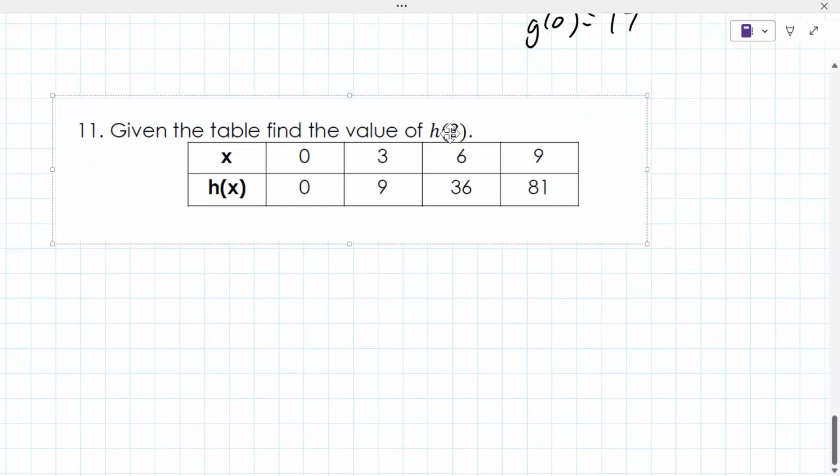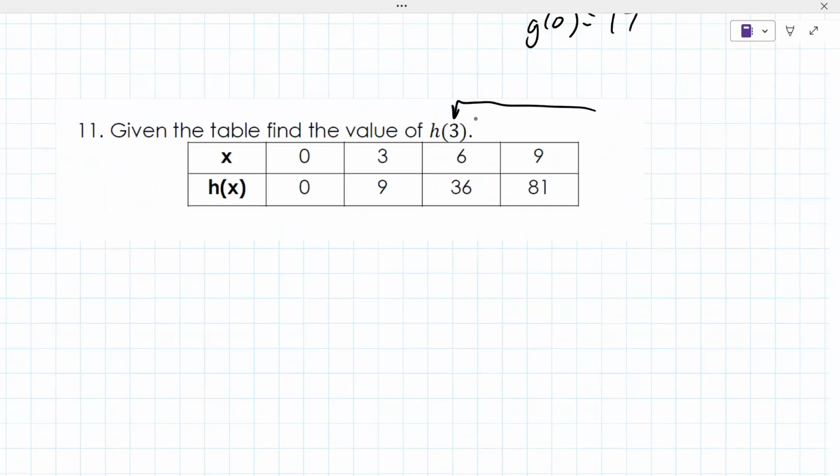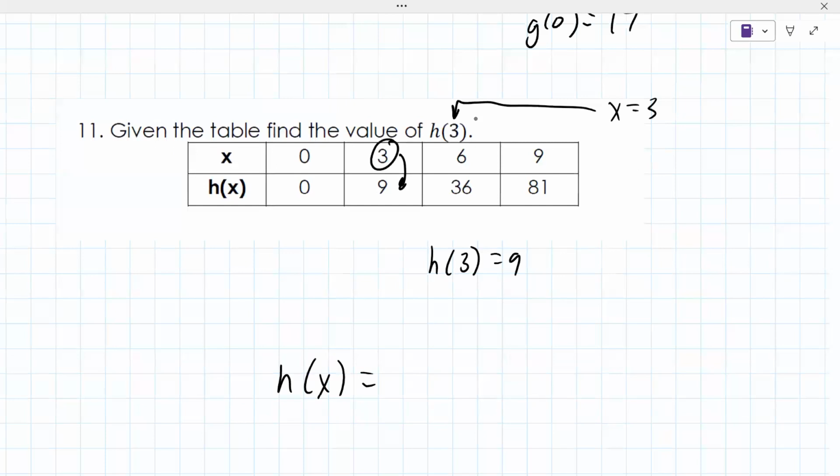So h of 3, what did 3 represent? 3 represents the x. So x is 3, x is 9. So h of 3 equals 9. How about this? If h of x equals 36, what is x? X is 6. Yes, good. Okay, you got that down.